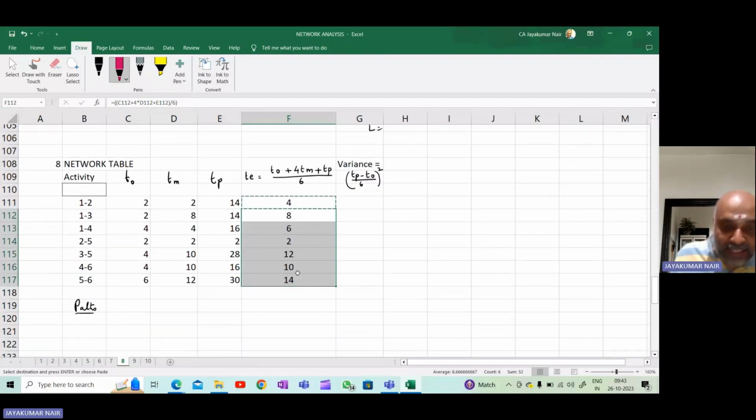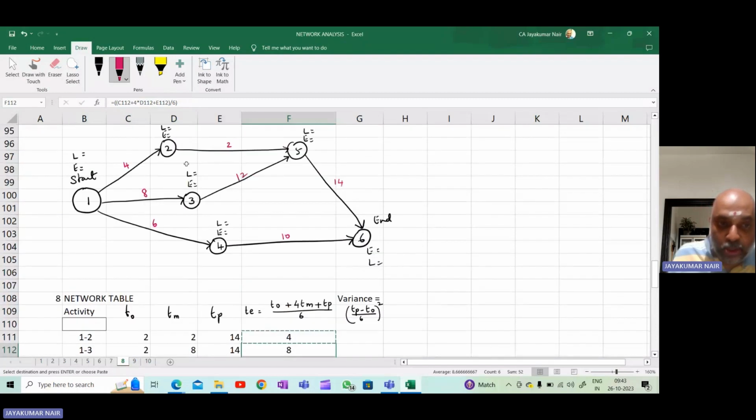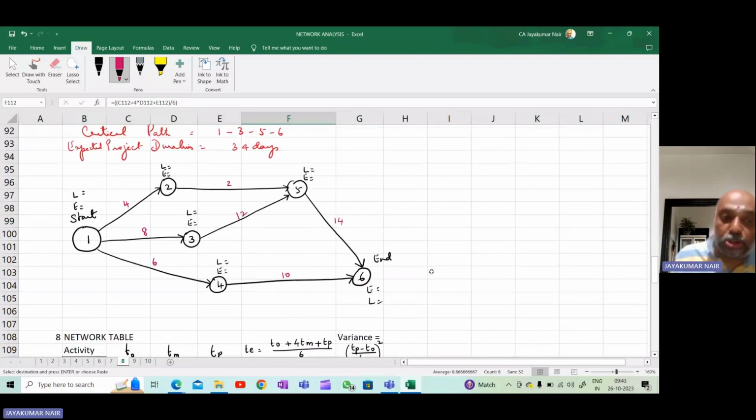4, 6 is 10. And this is 14. So this is the duration, the expected duration. So I have written here. Now what you do, you can calculate the E values and the L values in the network. So how do I compute the E value?